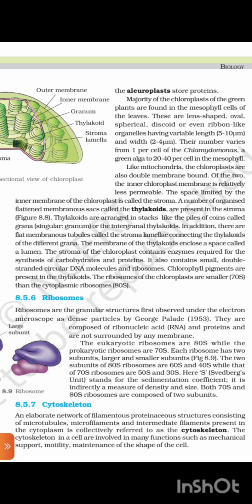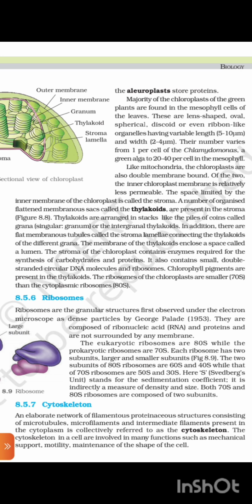8.5.6 Ribosomes. Ribosomes are granular structures first observed under the electron microscope as dense particles by George Palade in 1953. They are composed of ribonucleic acid, RNA, and proteins, and are not surrounded by any membrane. The eukaryotic ribosomes are 80S while the prokaryotic ribosomes are 70S.